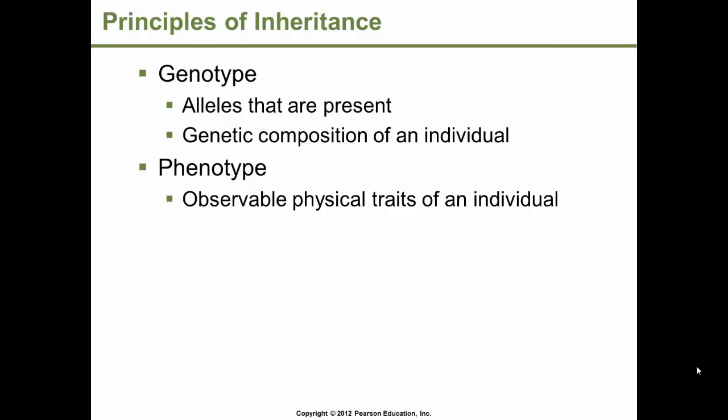Genotype is the term used to describe the alleles that are present, the genetic composition of the individual. In other words, whether they're homozygous dominant for a gene, homozygous recessive for a gene, or heterozygous for a gene.